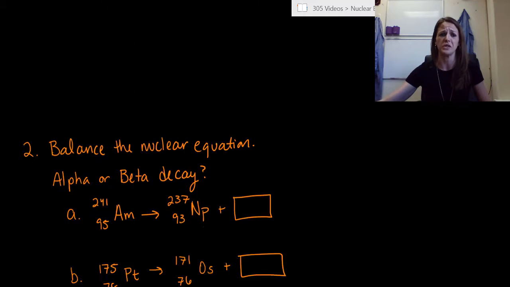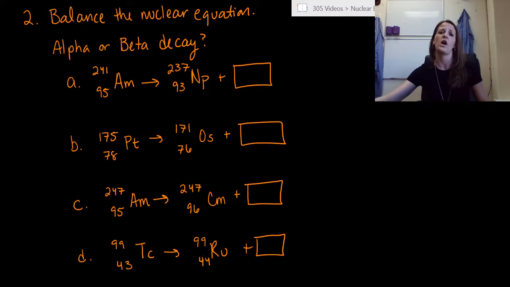Alright, so now let's dive into real stuff here. We've already shot a video on balancing nuclear equations, so I'm not going to take a lot of time to do this. I'm just going to ask you to solve these 4, and then tell me, after you've solved them, is it alpha or beta decay? Go. Alright, did you get an answer?